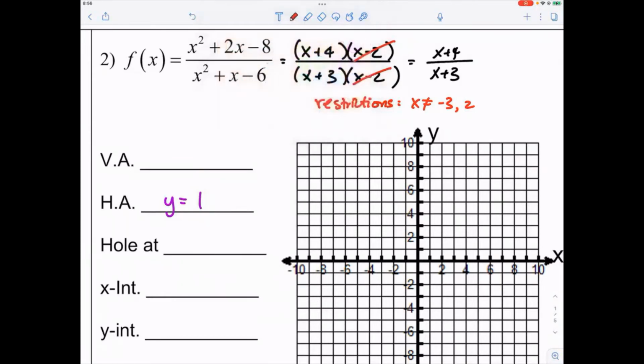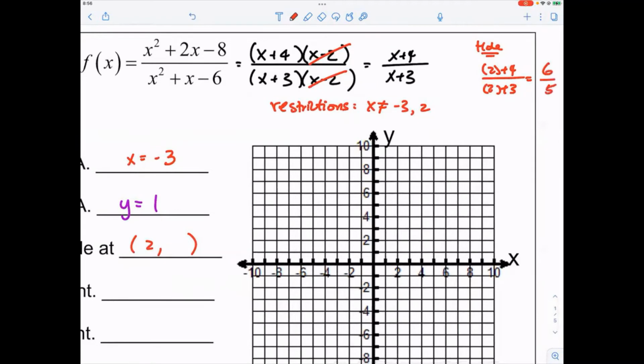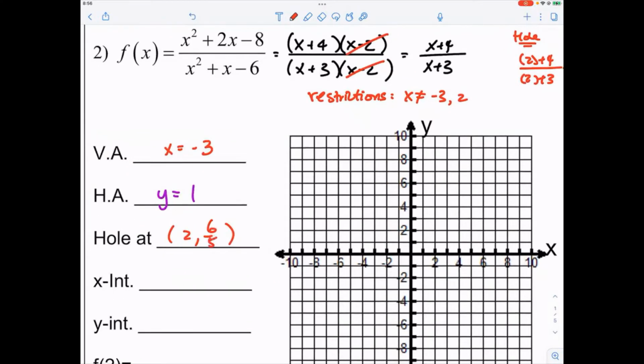And from here, you can tell a few things already. You can tell that the vertical asymptote is x equals -3. And there's a hole. Well, you need to find out where the hole is. So since you know the x value of the hole, you put it into the equation. So you have 6/5. So 2 comma 6/5. So just somewhere right there, there's a little hole. Vertical asymptote at x equals -3. Horizontal asymptote at y equals 1.